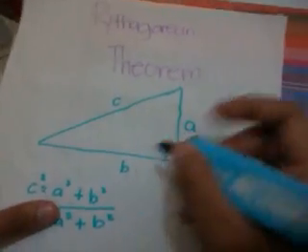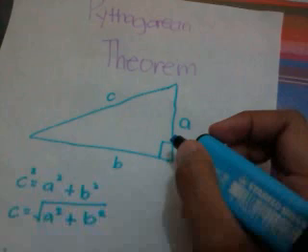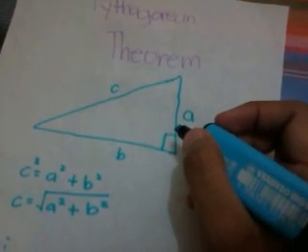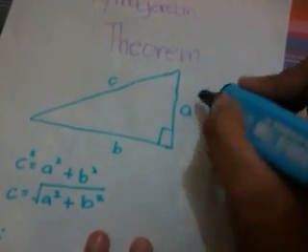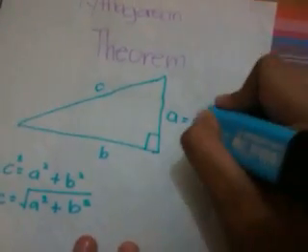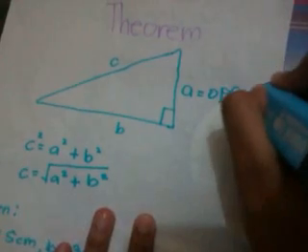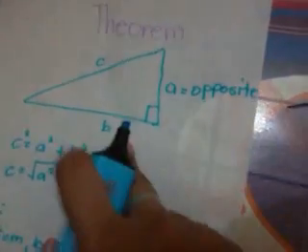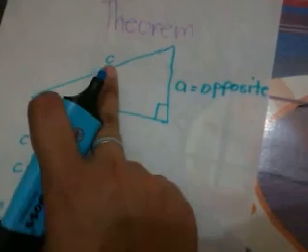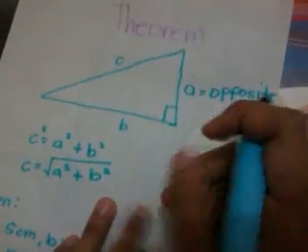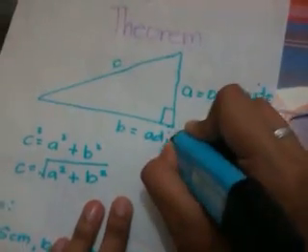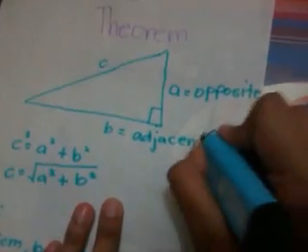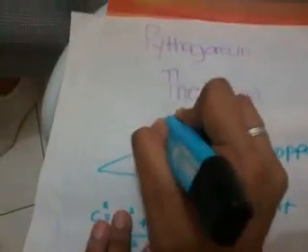Now, for you to know where the hypotenuse, the opposite, and the adjacent sides are, we will label it. A stands for the opposite side, because it is the opposite of the hypotenuse. Then our B is the adjacent, and our letter C is our hypotenuse.